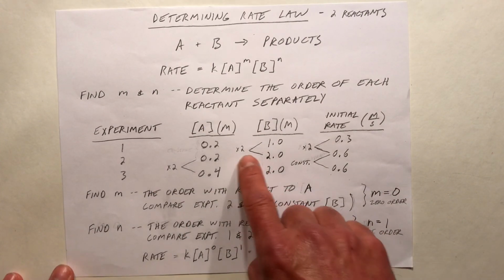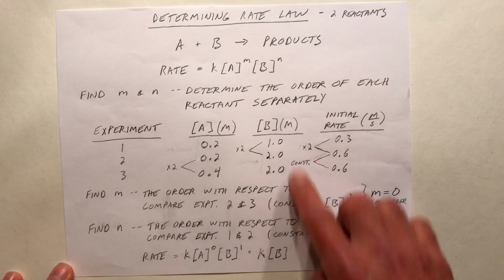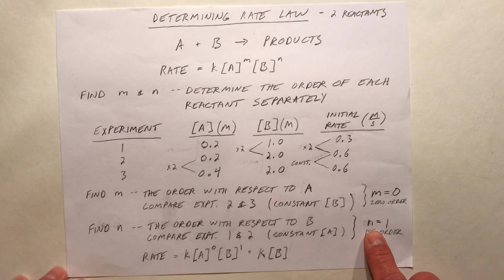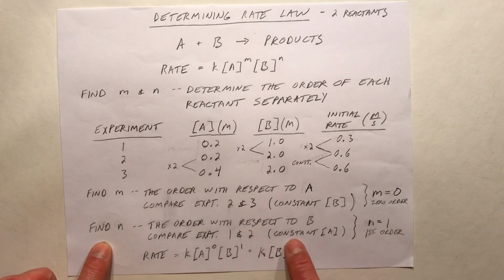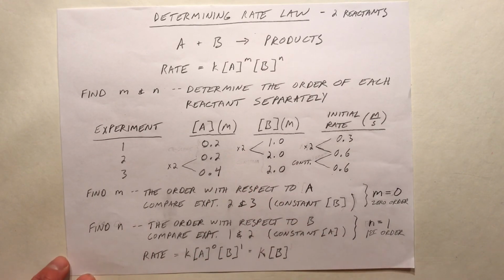All right, so we can see that the one-to-one relationship means that for chemical B, the order of reaction is 1, so the n value is 1. And again, we did this by comparing experiments 1 and 2 where we had a constant concentration of chemical A.